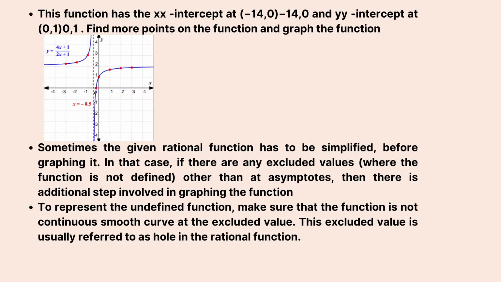This function has the x-intercept at (-4, 0) and y-intercept at (0, 1). Find more points in the function and graph the function. Sometimes the given rational function has to be simplified before graphing it. In that case, if there are any excluded values where the function is not defined, other than at asymptotes, then there is an additional step involved in graphing the function. To represent the undefined value, make sure that the function is not a continuous, smooth curve at the excluded value. This excluded value is usually referred to as a hole in the rational function.